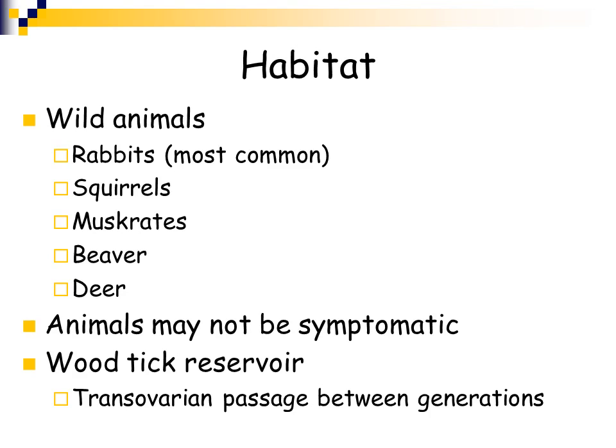It normally resides in wild animals such as rabbits, which are the most common, squirrels, muskrats, beaver, deer. Animals may not be symptomatic. It can also get into the wood tick, which is a reservoir for infection. And in the wood tick, the tick can passage the organism through transovarian passage from one generation to the next.